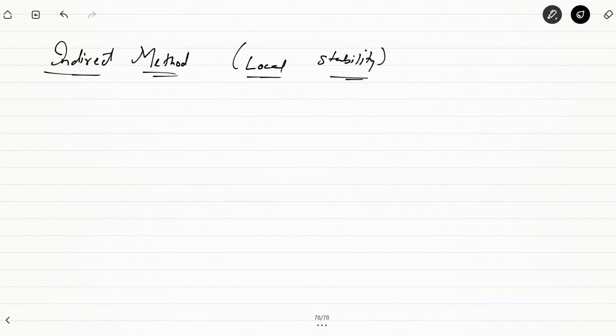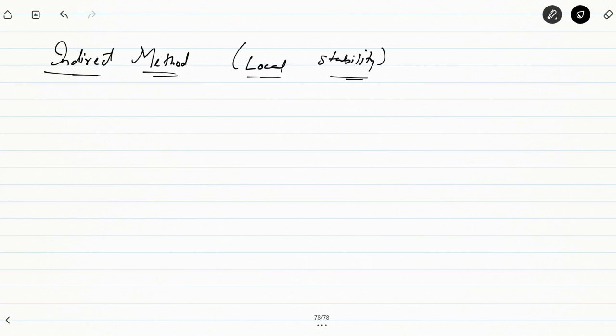So for example, if your initial conditions are away from this equilibrium point, it will not give us information about the stability of this initial condition of the system. It will be more or less confined to the equilibrium point and define the stability for that very particular point. Right?